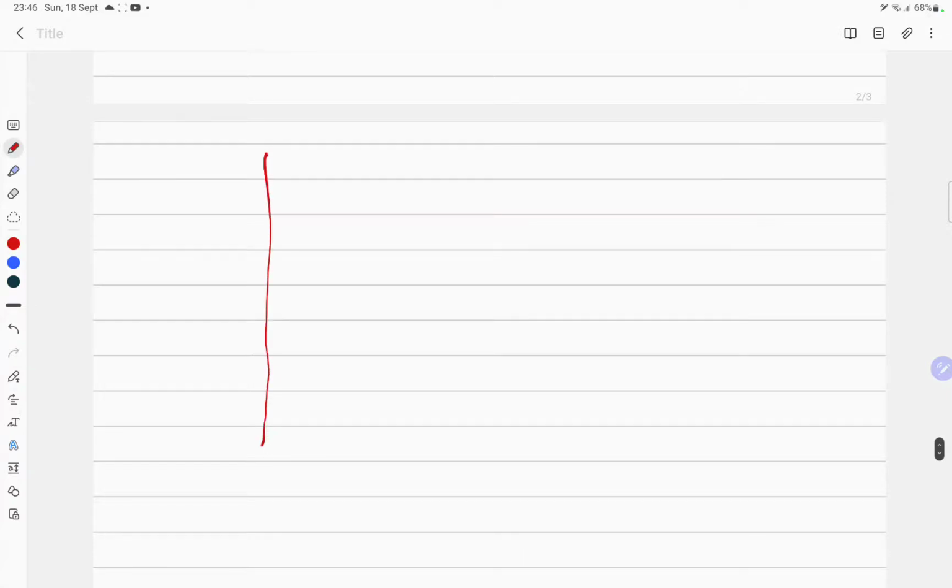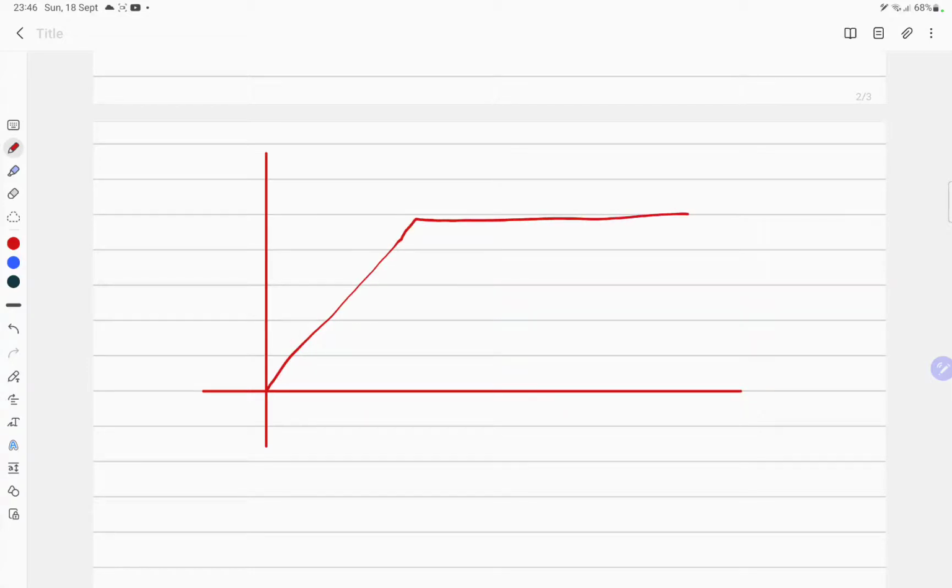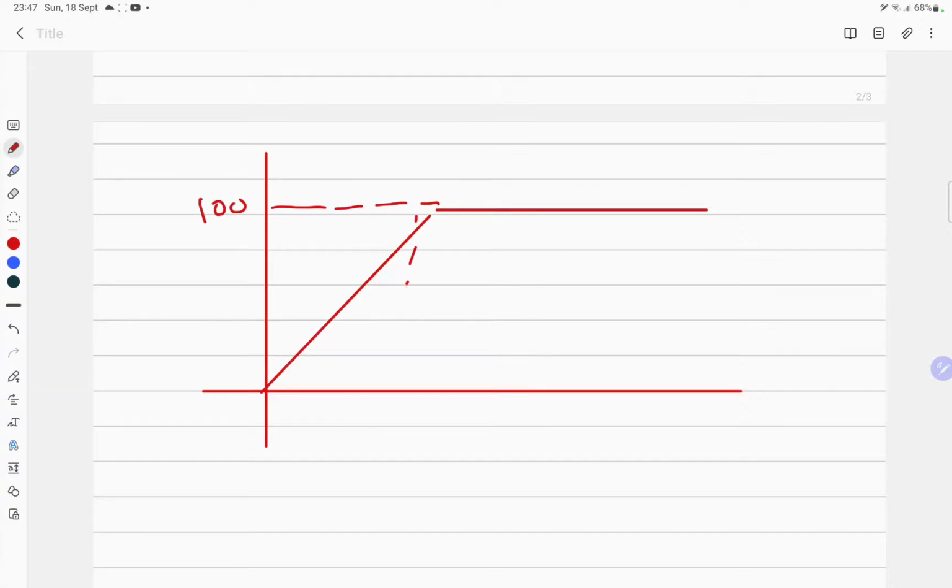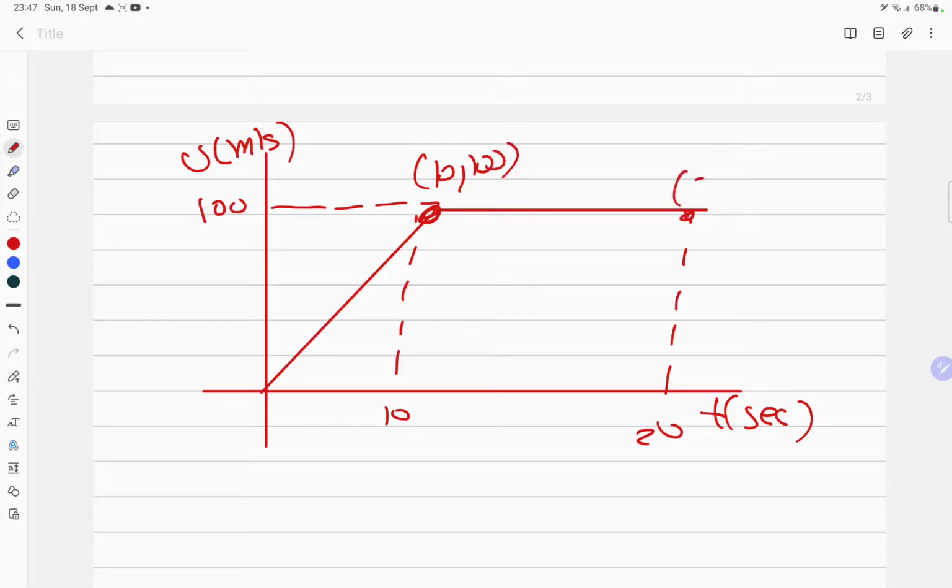Last one. 100, 10, 20, velocity in meter per second, time in second, 10, 100, 20, 100, 0, 0. So slope 1, slope 2.